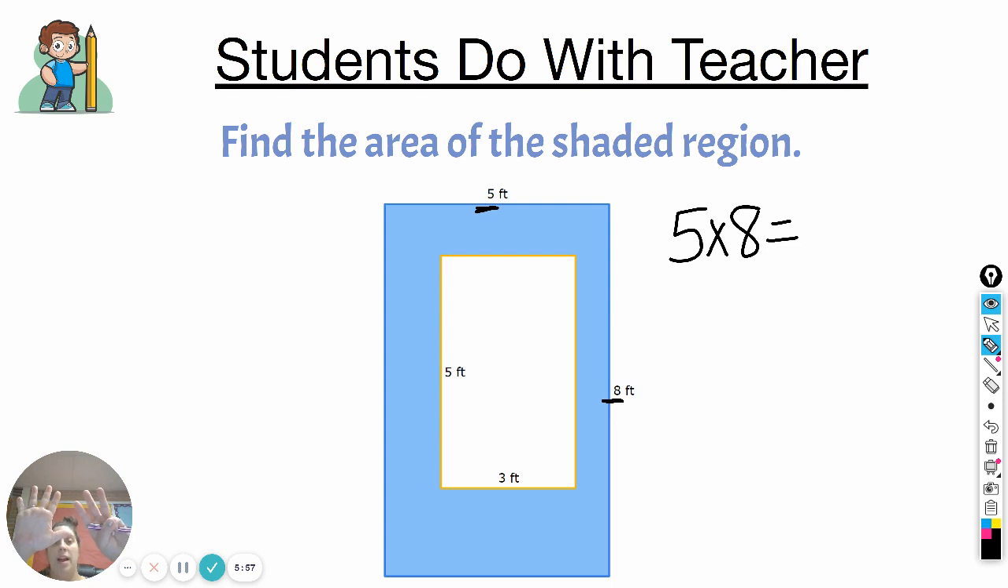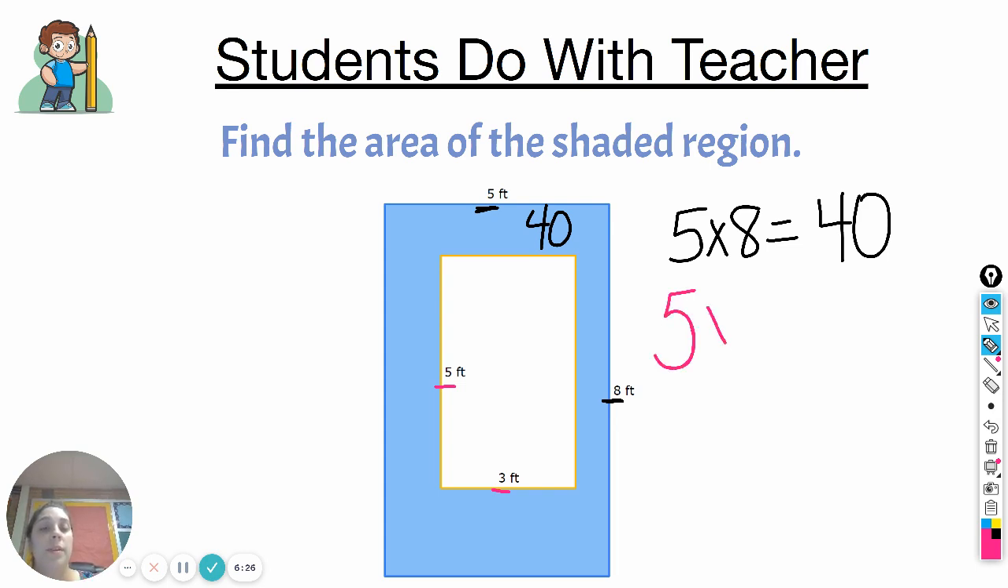Okay, so counting by 5s 8 times: 5, 10, 15, 20, 25, 30, 35, 40. So our entire blue rectangle, including the part underneath the white area, is 40. Now let's figure out the area of the white rectangle, which has a side of 5 and a side of 3. So we do 5 times 3.